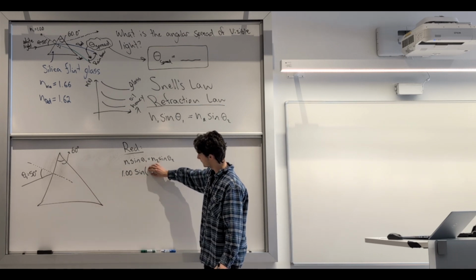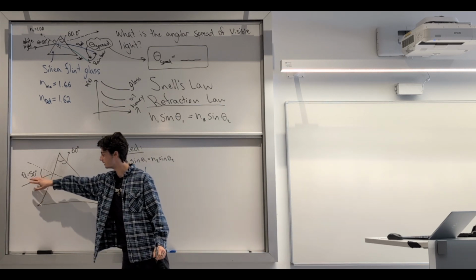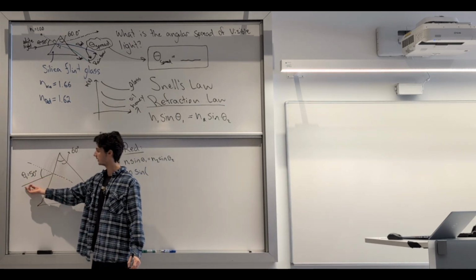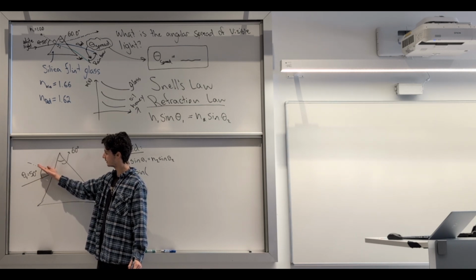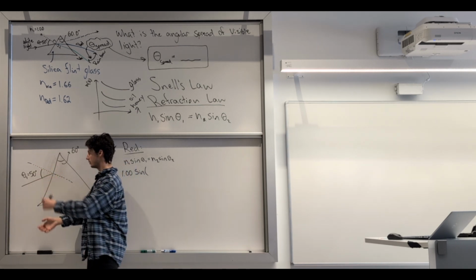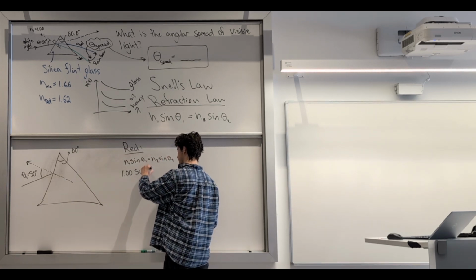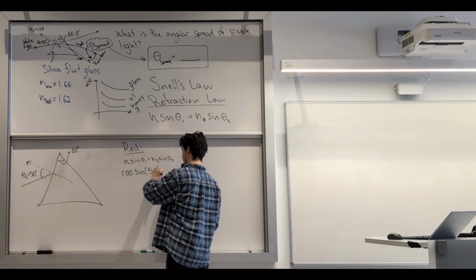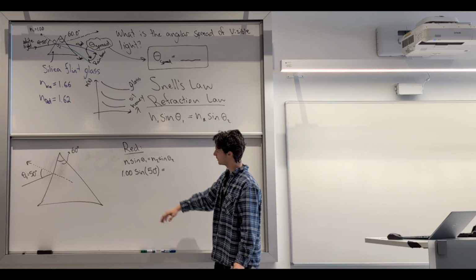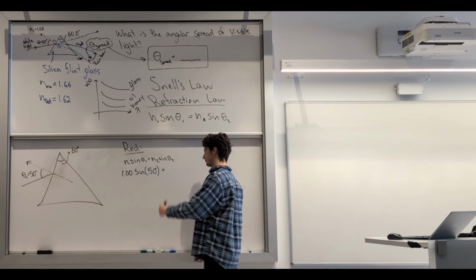The theta 1 here that the sine eats is the angle that the light is making with respect to the normal of the surface. So you want to make sure you draw this normal properly. And we saw that that was 50 degrees. That was given to us in the problem. So everything on the left-hand side we know. We can just fill it in there.